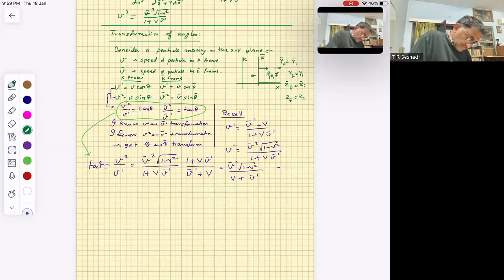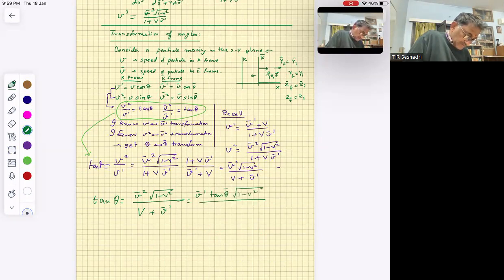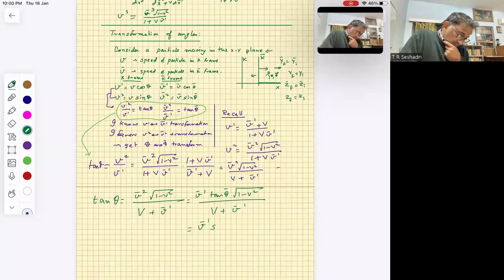So I will have tan theta is equal to V bar 2, 1 minus V square by V plus V bar 1. This is equal to V bar 1 tan theta bar square root of 1 minus V square by definition of V2 bar. This plus V1 bar. And then this will be equal to V1 bar sin theta bar 1 minus V square by cos theta bar V plus V prime 1.